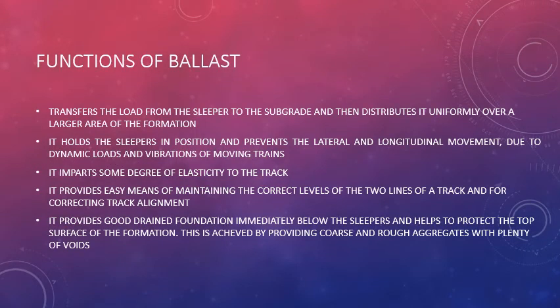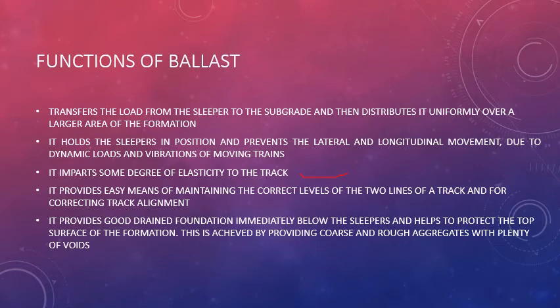And now we will discuss the functions of ballast. It transfers the load from the sleeper to the subgrade and then distributes it uniformly over a larger area of the formation. It holds the sleepers in position and prevents lateral and longitudinal movement due to dynamic loads and vibrations of moving trains. It imparts some degree of elasticity to the track.